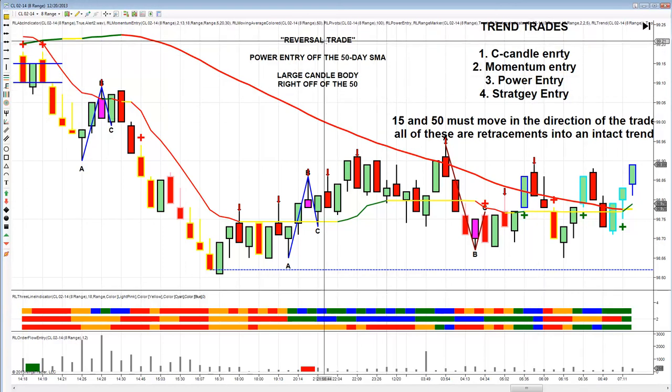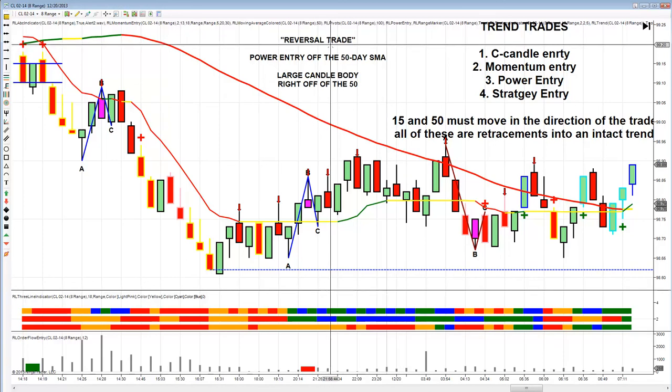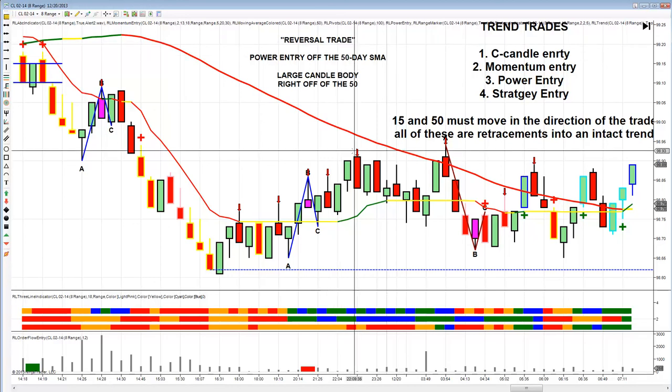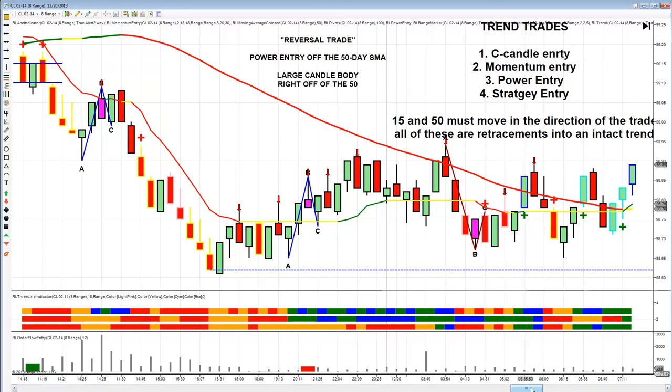It all depends upon your risk tolerance. If you want to risk a little bit more to make a little bit more, the reversal trade off the 50 is the way to go. I'm going to call these in the trading room.